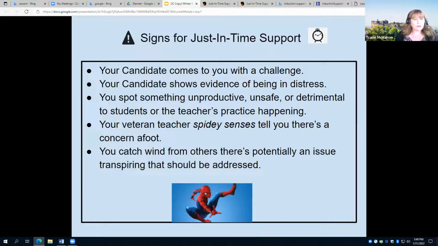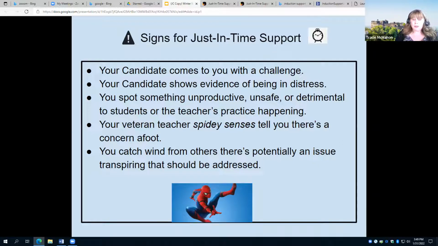So here are some things you might see. Your candidate comes to you with a challenge. You had something else planned, but they come to you with a challenge, or you can just see evidence of them being in distress. That's where we may not be as comfortable, because if they're saying, oh no, nothing's wrong, sometimes we have to keep asking those questions. Or you spot something unproductive, unsafe, or detrimental to students, or something the teacher is doing in their practice that makes you think, okay, before we can go any further, I've got to talk to them about this.